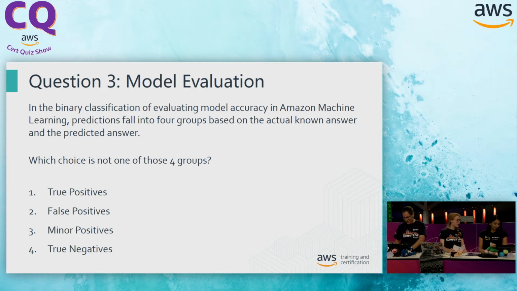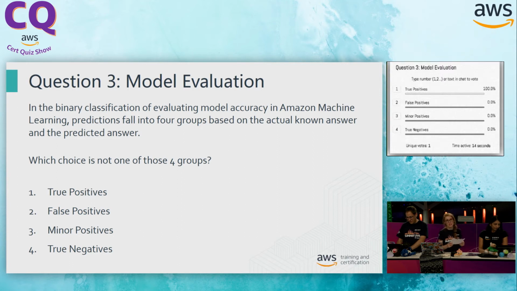Model evaluation. In the binary classification of evaluated model accuracy in Amazon machine learning, predictions fall into 4 groups based on the actual known answer and the predicted answer. Which choice is not one of those 4 groups? Again, a tricky question. They put those nots in there to trick you and make sure you are able to read the question carefully. So please read the question and the options carefully.